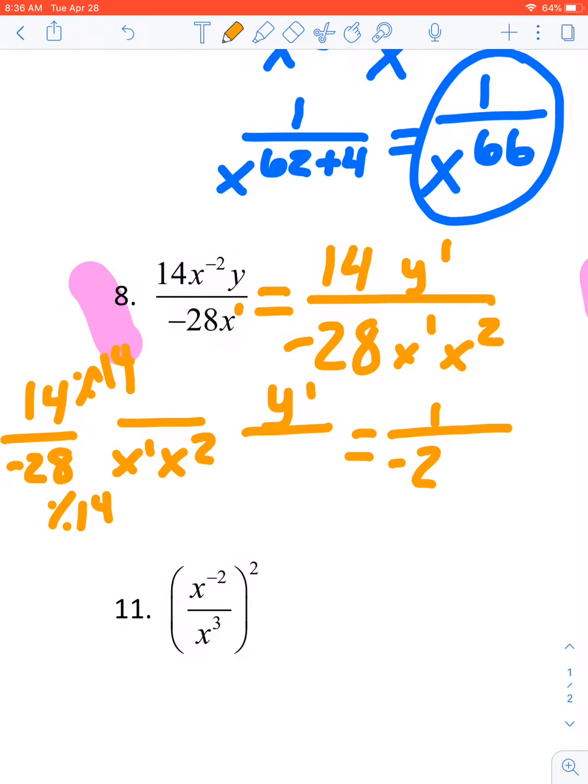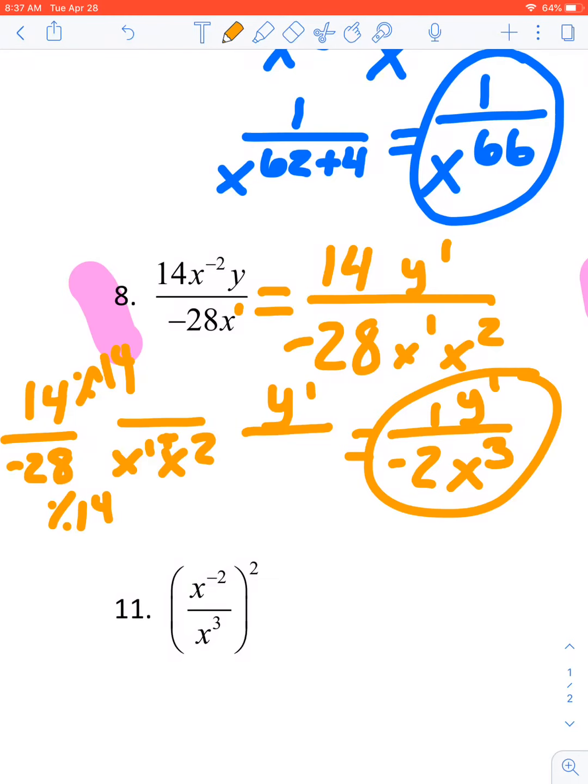And then I have an x to the 1 and an x squared on the bottom. So when I have them on the bottom, I add the exponents. So I get x cubed. And then I have that y to the 1 sitting on top, so that y stays on top. So that's my answer: y over negative 2 x to the third. So all we're doing is moving our negative exponents, not negative numbers, because that negative 28 is a coefficient. It's okay to have a negative number. Okay? And then I'm simplifying them down.